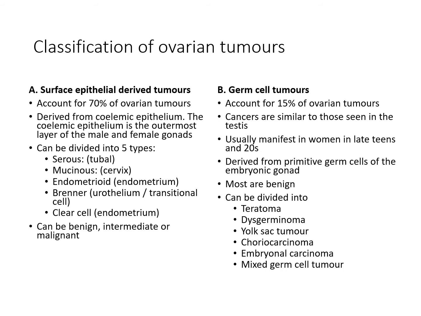Next one is germ cell tumors. They account for 15% of ovarian tumors, and the cancers are similar to those seen in the testes. It usually manifests in women in late teens and 20s. Most of the germ cell tumors are benign, and they can be divided into teratoma, dysgerminoma, yolk sac tumor, choriocarcinoma, embryonal carcinoma, or mixed germ cell tumors.